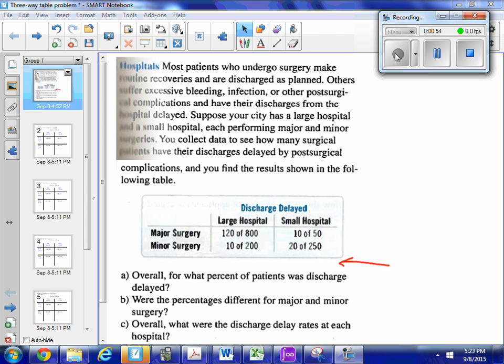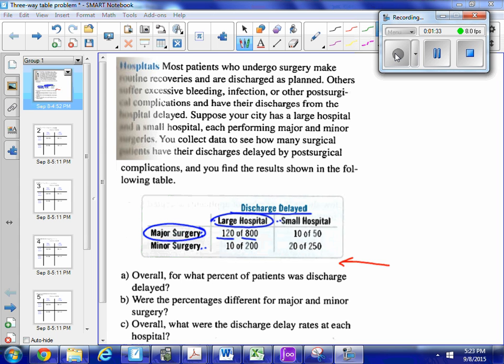Now, what's interesting about this table is that it has three variables, not just two. We're looking at discharge delayed for the large hospital for major surgery, and for the small hospital for major surgery, large hospital minor surgery, small hospital minor surgery. So there's a lot of different pieces of data here. Just for example, if I look at the large hospital and major surgery, I can see they had 800 patients, and 120 of those were delayed.